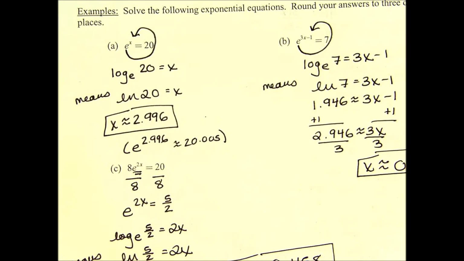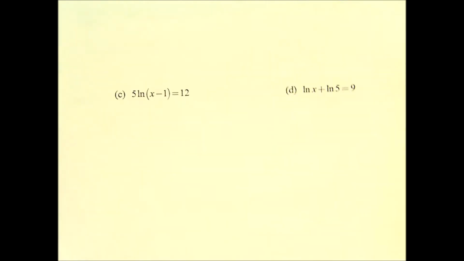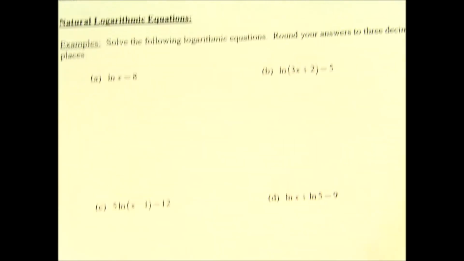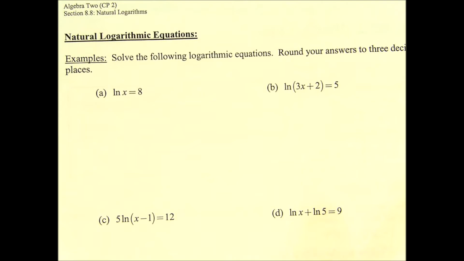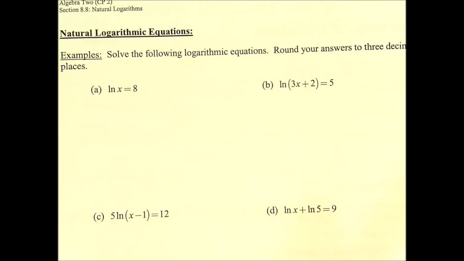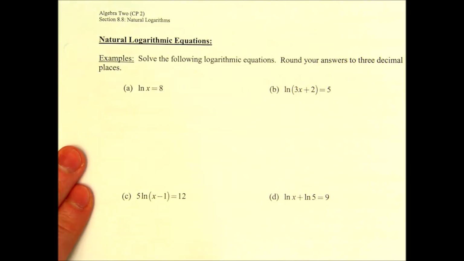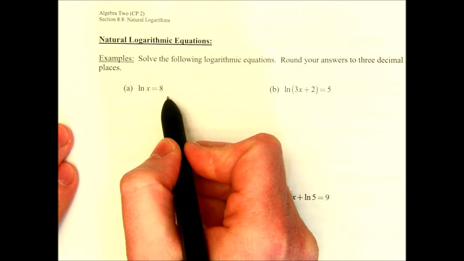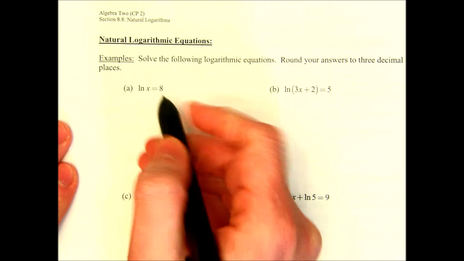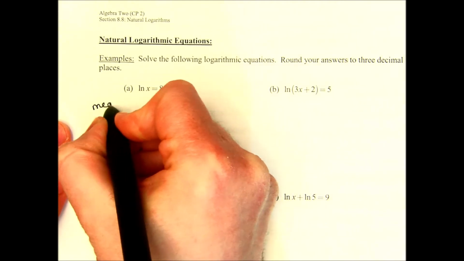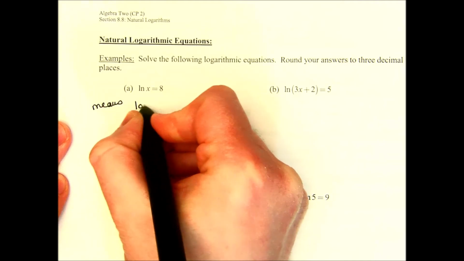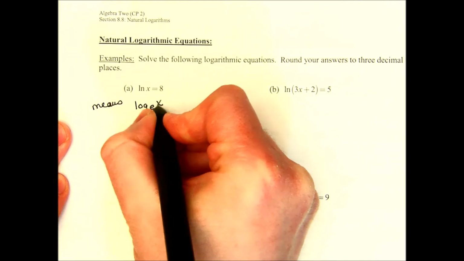We now need to look at some equations that already have a natural log and see how to solve those. So we're continuing on to page 31. Natural logarithmic equations. We're going to solve the following equations and round the answers to 3 decimal places. The first one is the natural log of x equals 8. Well, a natural log just means a log with a base of e. So this means log base e of x equals 8.